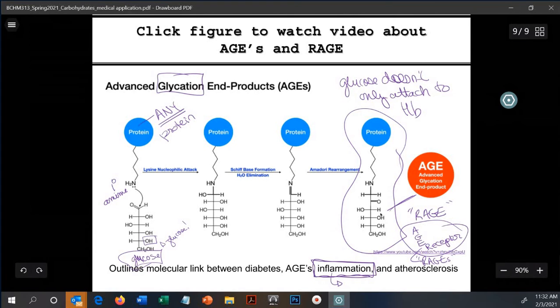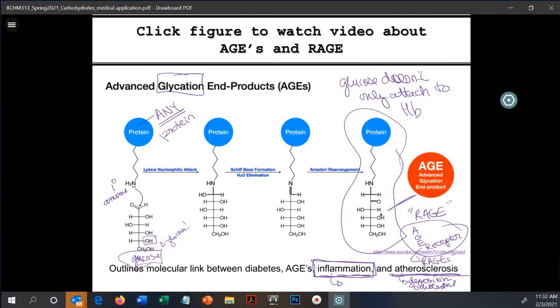Also in diabetes, there's a high incidence of atherosclerosis. And in atherosclerosis, we have deposition of cholesterol in the walls of the arteries. That's another process that is relying on inflammation as part of the process. And so it's a really neat story about pathogenesis. So I encourage you to click this and watch the video.